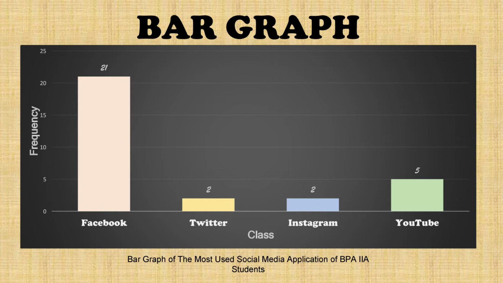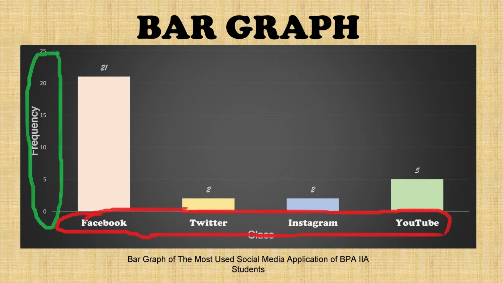A bar graph presents categorical data with rectangular bars with heights or lengths proportional to the values that they represent. One axis of the chart shows the specific categories being compared, and the other axis represents a measured value. Facebook has 21, YouTube has 5, and lastly Instagram and Twitter have 2, same as with the Pareto chart.